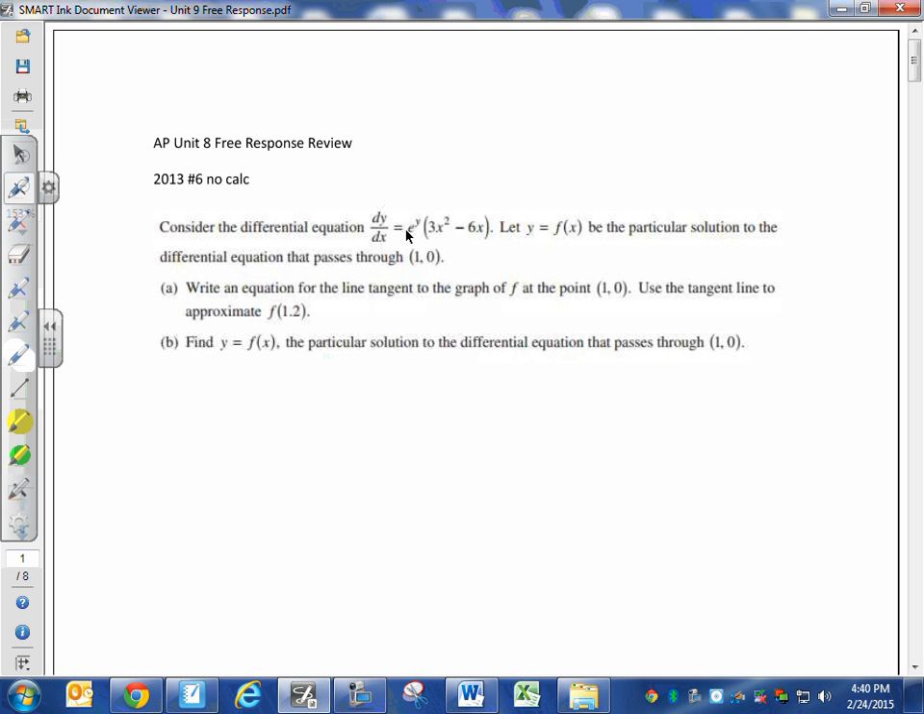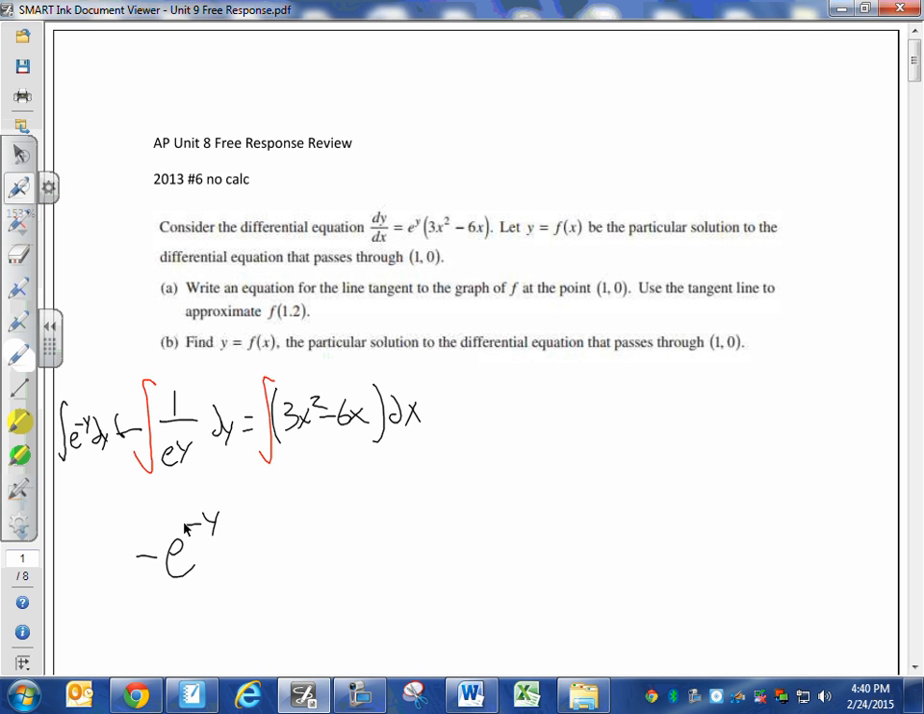I'd separate these by dividing by e to the y. So I'd have 1 over e to the y dy is equal to 3x squared minus 6x dx. Can then take the antiderivative. Now, the antiderivative of 1 over e to the y is not log e to the y. What you have to do is rewrite it as e to the negative y. The antiderivative of e to the negative y, using u substitution to confirm things, is negative e to the negative y. Over here, the antiderivative would be x cubed minus 3x squared plus a c.